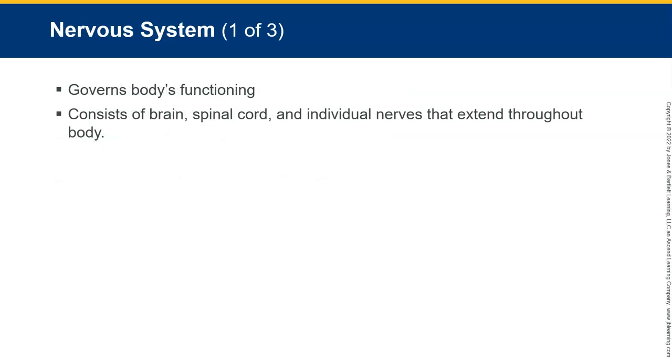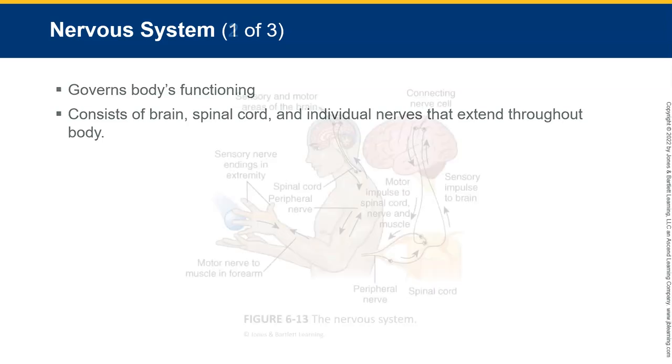Now, the nervous system, we're still carrying on. We're still doing more systems. So the nervous system governs the body's functioning. It consists of several things: brain, spinal cord, individual nerves that extend throughout the body. So the brain and spinal cord, they're going to be what is labeled CNS, or the central nervous system. And then the cables of the nerve fibers are going to be called the PNS, or the peripheral nervous system.